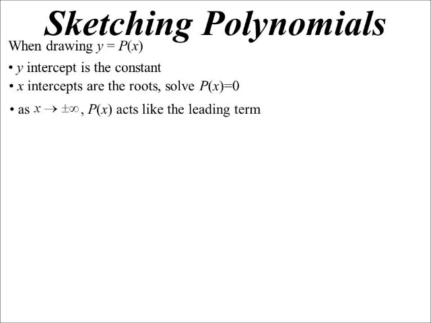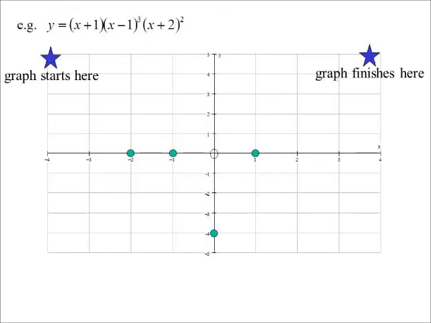So we only have to look at the leading term. Whatever it does, this will do. So the leading term, we're going to have x times x cubed times x squared. So we've ended up with x to the power of 6. Now if I'd said to you, draw x to the power of 6, I'd draw a U shape. So that means this polynomial will start up here, just like x to the power of 6 would, and it will finish up there, just like x to the power of 6 would. So we now know where it's going to start and where it's going to finish.